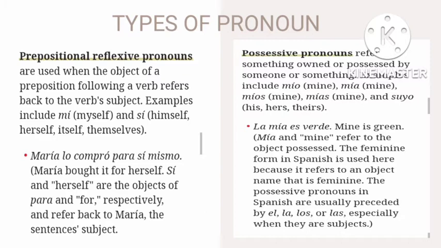The next is the possessive pronouns. It refers to something owned or possessed by someone or something. For example, "la mía es verde." Mine is green. Mía and mine refer to the object possessed. The feminine form in Spanish is used here because it refers to an object name that is feminine. The possessive pronouns in Spanish are usually preceded by el, la, los, or las, especially when they are subjects.